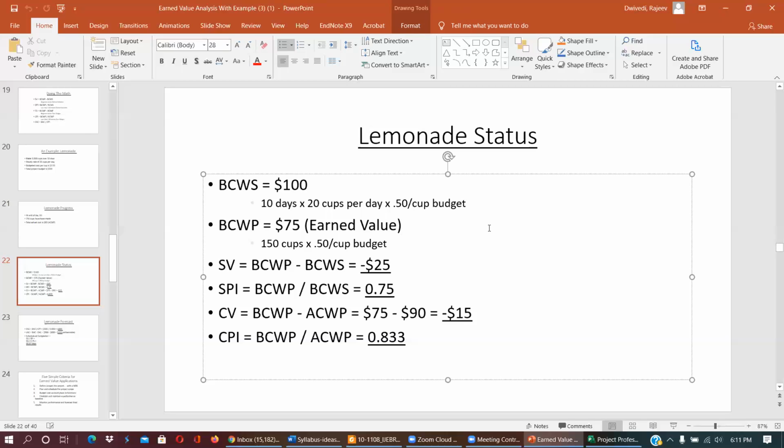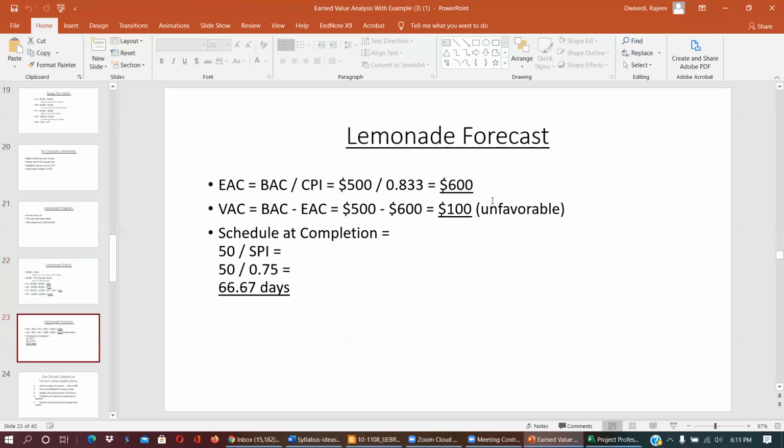So what are the three important parameters that we have to have in this earned value analysis? One is budgeted cost of work scheduled, budgeted cost of work performed, and actual cost. If you have these three numbers, you can do all the calculations, only three numbers. Look into that.